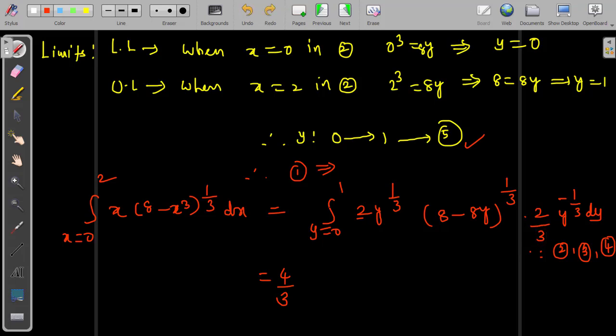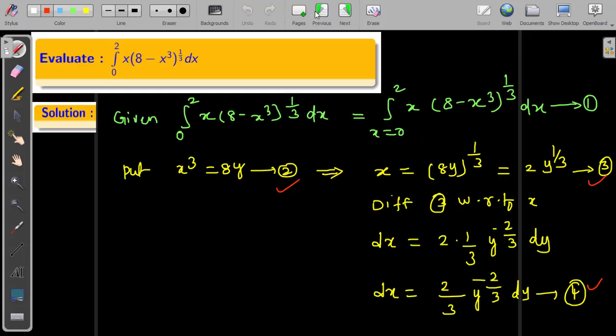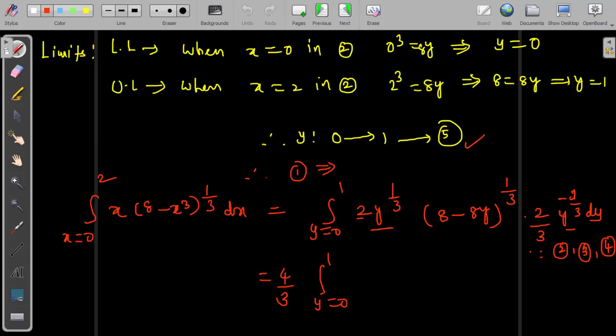After that, the remaining value is integral y from 0 to 1. If you look here, bases are the same for these two. So when bases are equal, I'll check it here. This is minus 2 by 3, the dx value is minus 2 by 3. Okay, so here bases are equal for these two. We need to add powers. So I'll remove these underlines.